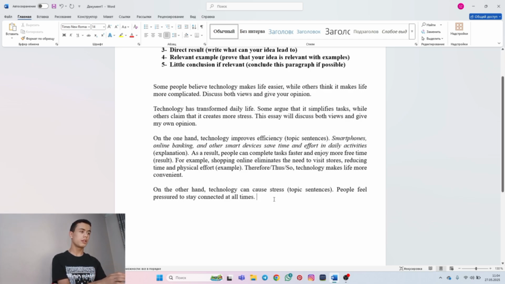here we have given some explanation why technology can cause stress. For example, when people try to stay connected at all times with their friends or someone who are far from them, they feel just pressured to stay connected. This is what causes stress for people. Okay, this is just our explanation.